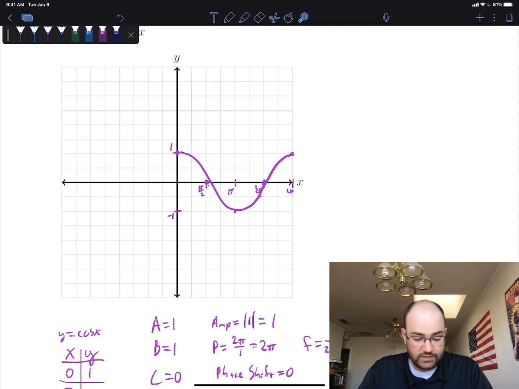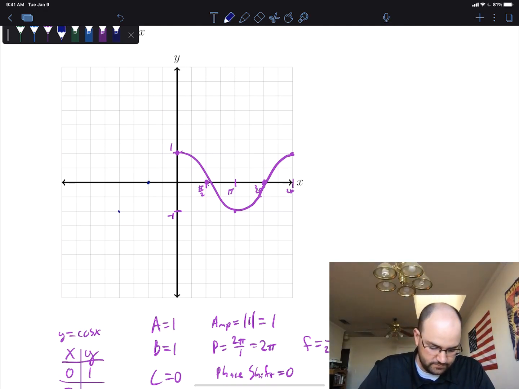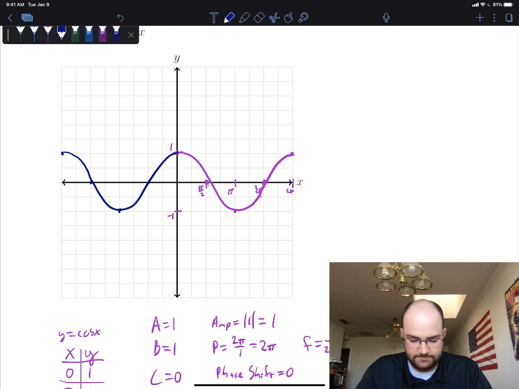Alrighty. So again, that is the fundamental cycle. You can continue to the left here. And it would look like that. So that would be 2 full cycles of cosine.